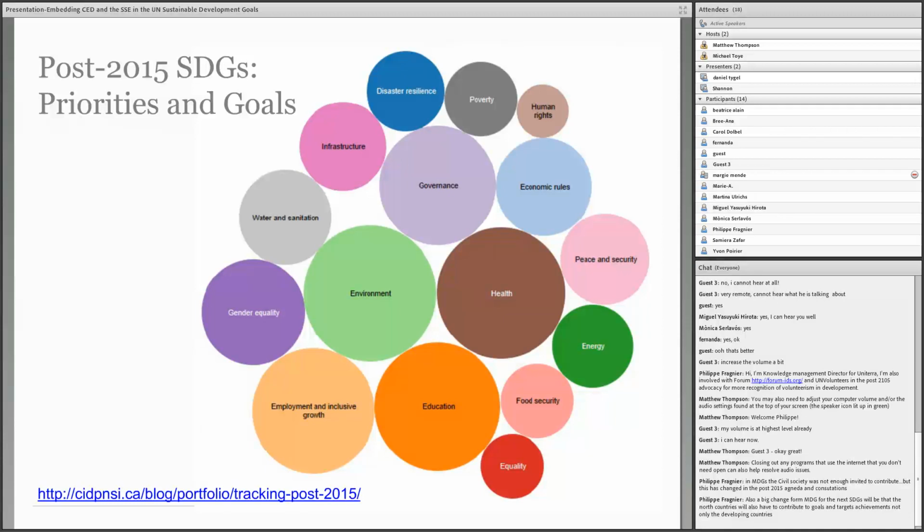So when you're looking at the priorities and the goals going forward, I think we're looking at an agenda that is definitely going to respond to the unfinished Millennium Development Goal agenda that included things like health, gender equality and education, but it's also going to be broader. So you definitely see a lot of talk, a lot of excitement around inclusive growth and employment, around finding ways to address inequality in a targeted way.